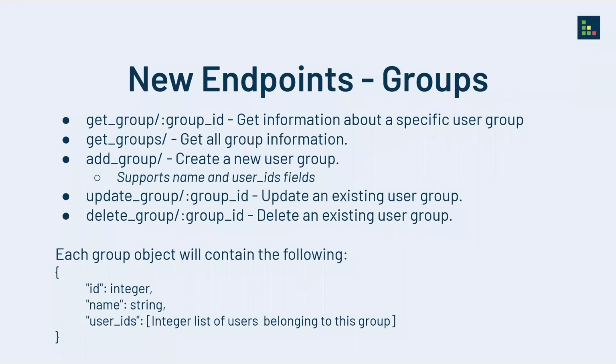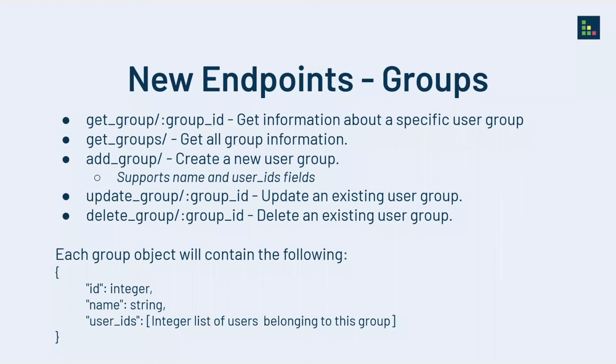So another set of new endpoints we added were the group endpoints. So you can get information about a specific user group. You can get information about multiple groups, and you can also add a new user group. You can also update or delete user groups from TestRail as well.